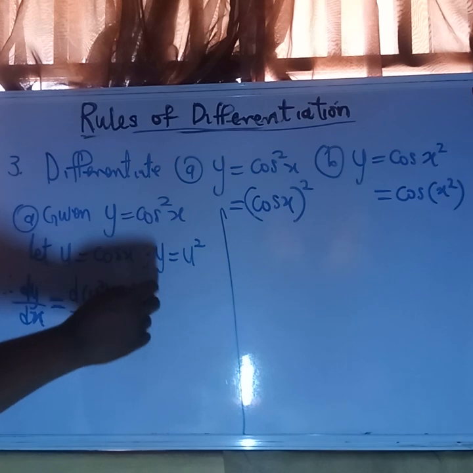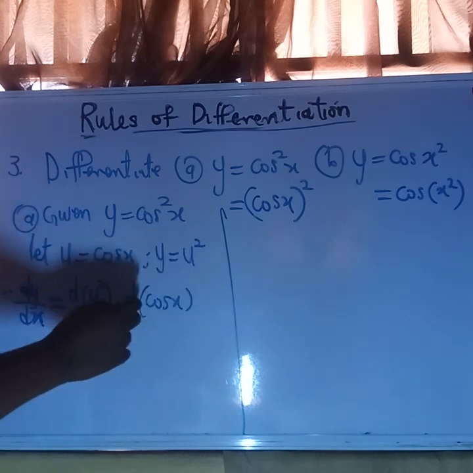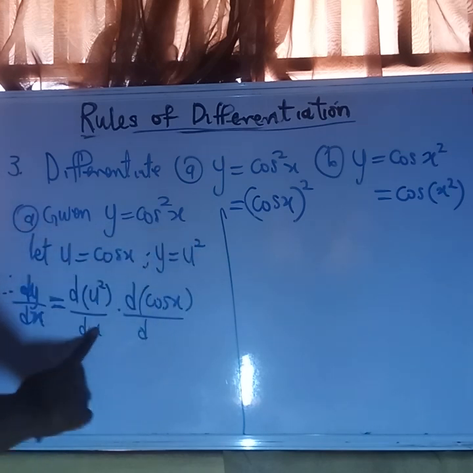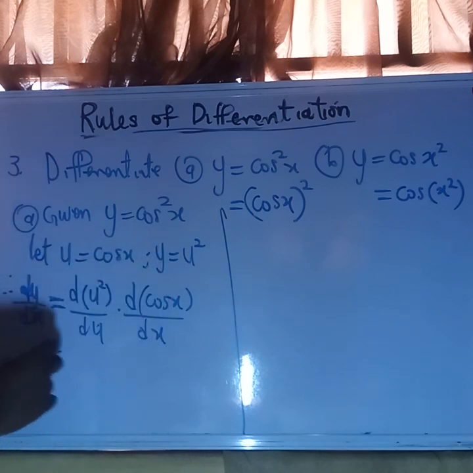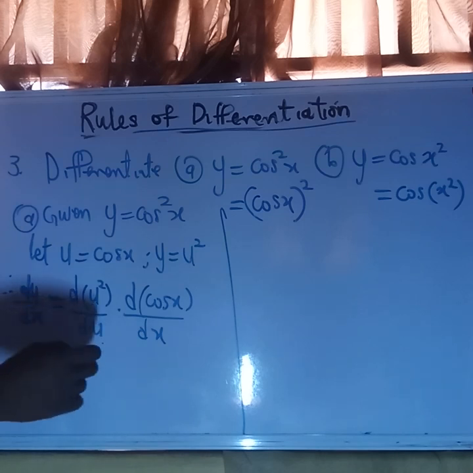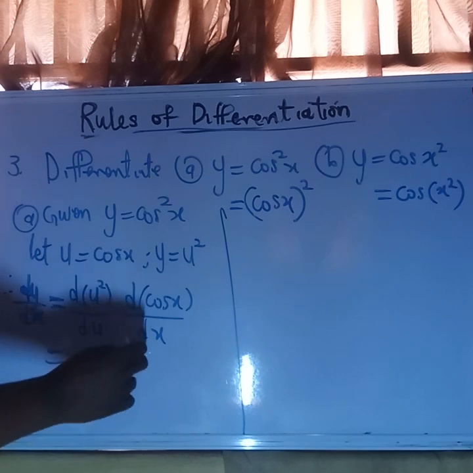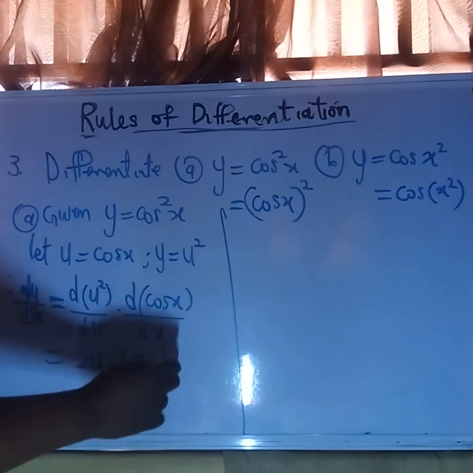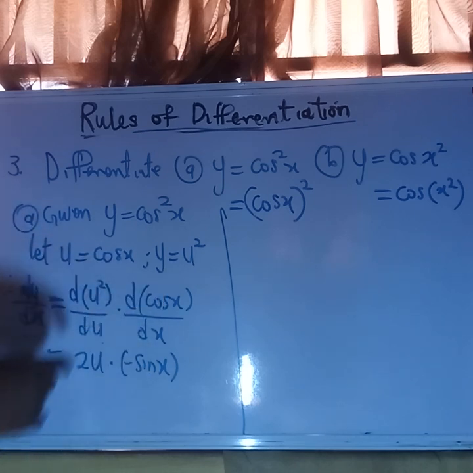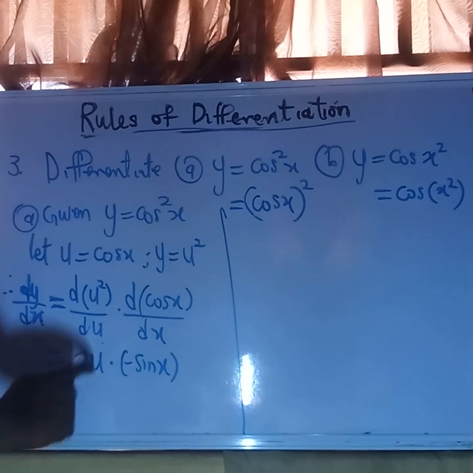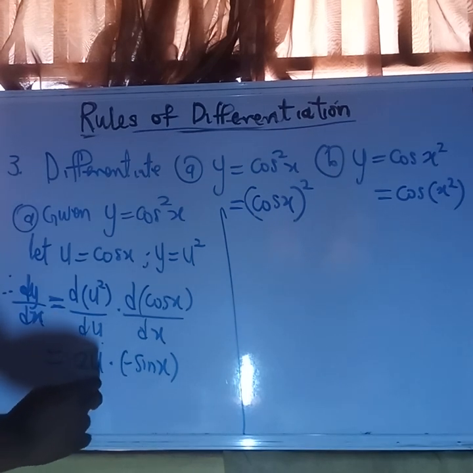Here u is cos x, and we differentiate with respect to u. This will be 2u multiplied by minus sin x, the differentiation of cos x, which we have known to be minus sin x. So again, we place u here to get this.